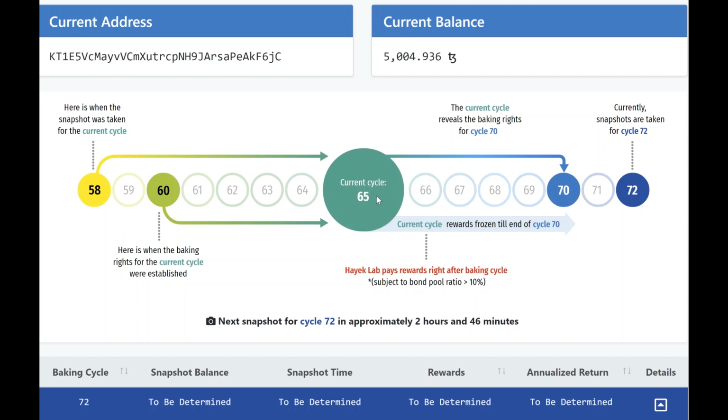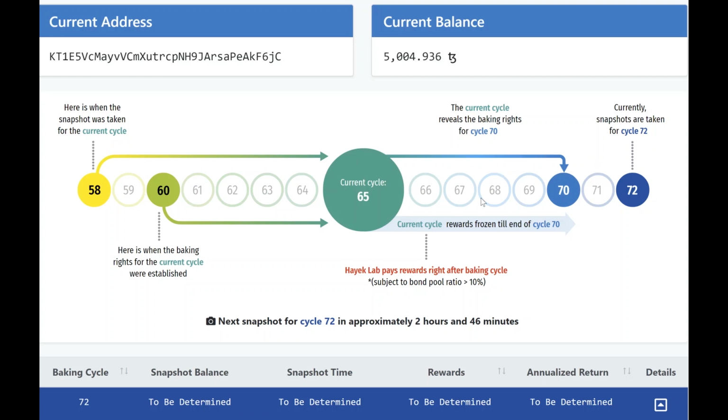Cycles contain 4,096 blocks, and there's approximately 1 block per minute. As basic baking knowledge, it is important to know that baking blocks happens every cycle, and consequently, all cycles are a baking cycle. But also, the network takes snapshots in every cycle in order to establish the baking rights to determine which baker gets to bake every block of a cycle, 7 cycles in the future. So snapshots are taken every cycle in order to establish the baking rights bakers will have 7 cycles later.